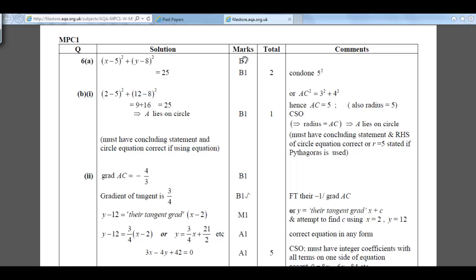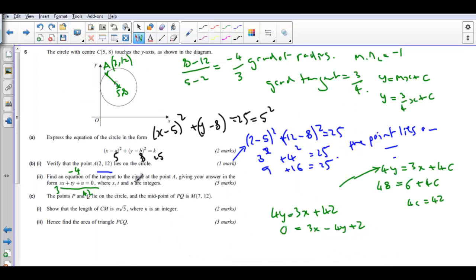X minus 5, so 1 mark here for putting in the coordinates of the centre, second mark for the radius of 25. We're allowed to have 5 squared. Again, that B part I is checking that A does lie in a circle. Yeah, we have the 9 plus 16 does make 25. There's that concluding statement, you must have a concluding statement. Okay, so just make sure you include those bits. Don't lose easy marks because you've done all the work anyway.